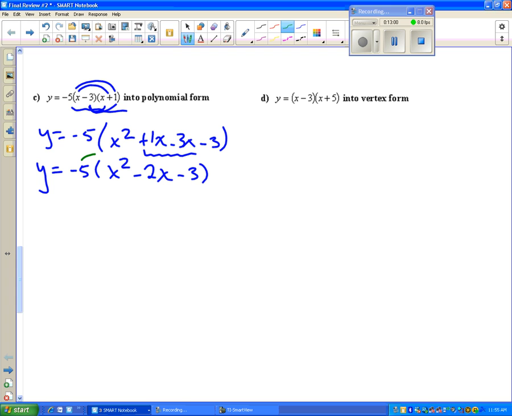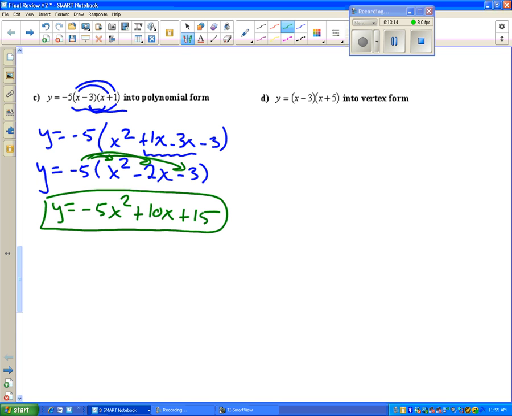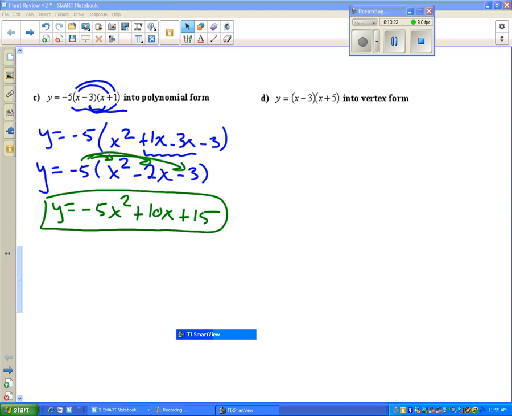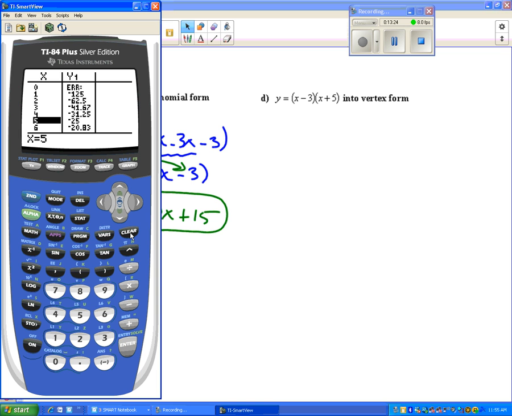Now I need to distribute the negative 5. So y is equal to negative 5x squared plus 10x plus 15. No more parentheses. That is my polynomial form. Letter D, to vertex form. Remember, whenever it says to vertex form, you pull out your handy dandy calculator.